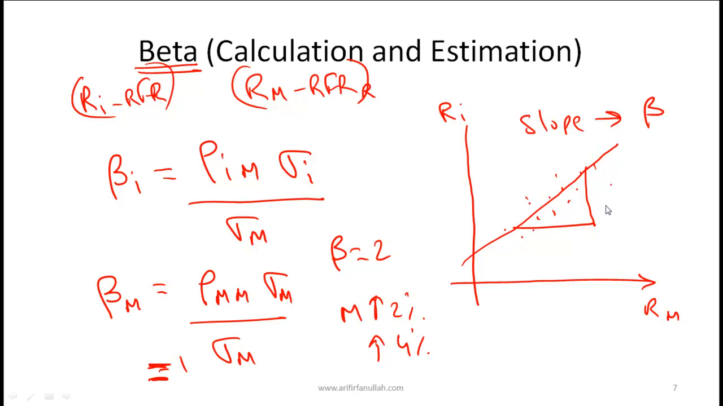So again, as long as you just understand this basic point, that's good enough. So essentially we've seen two ways of coming up with beta. One is this calculation where you need to know the formula, and the second is this method which is called regression, and this is basically an estimation based on historical data.